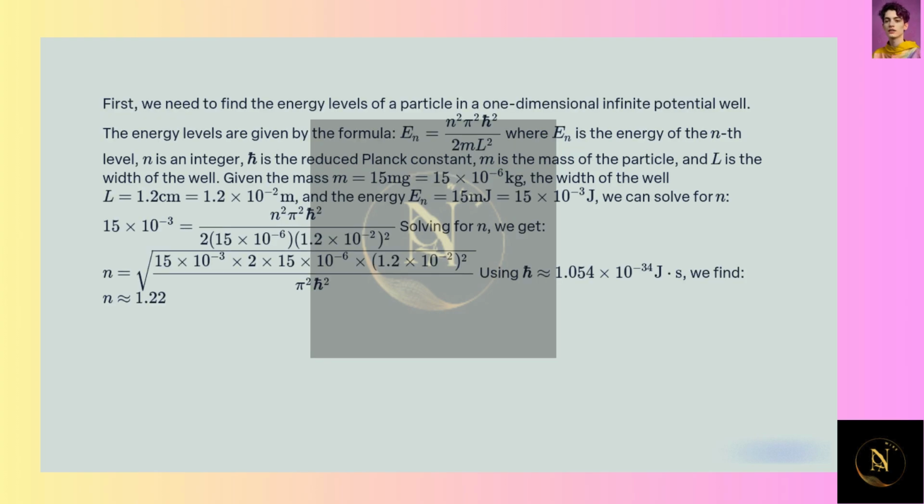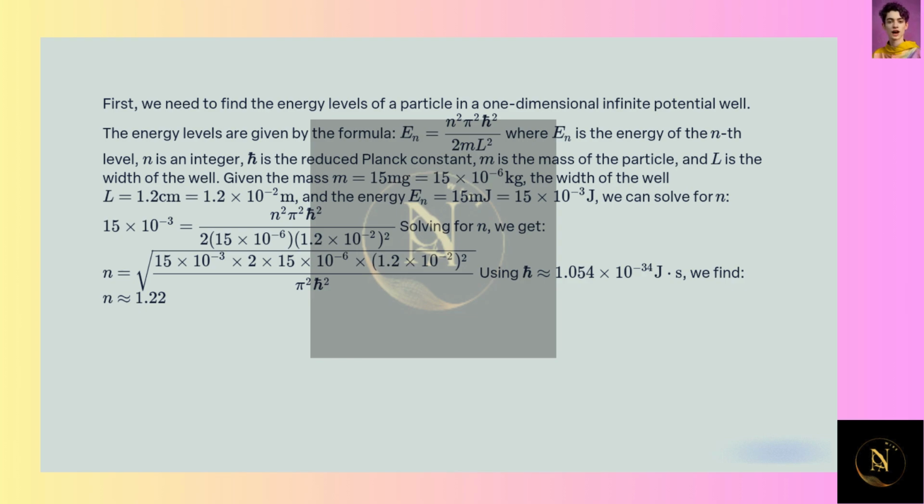First, we need to find the energy levels of a particle in a 1-dimensional infinite potential well. The energy levels are given by the formula E_n equals n² π² ħ² over 2mL², where E_n is the energy of the n-th level, n is an integer, ħ is the reduced Planck constant, m is the mass of the particle, and L is the width of the well.